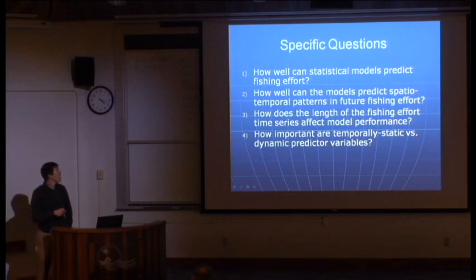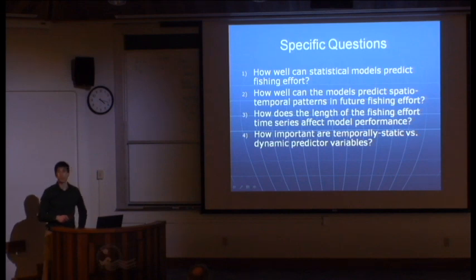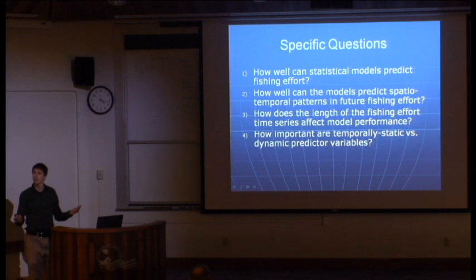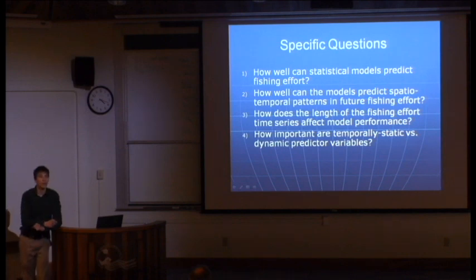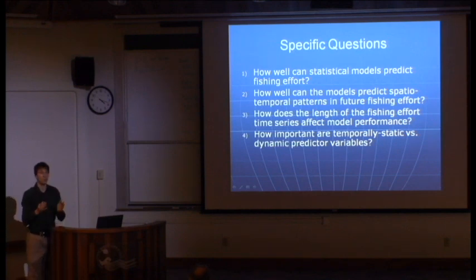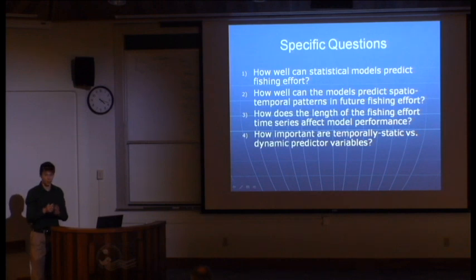One, how well can statistical models predict fishing effort? The whole premise here is that if we're going to use these, then they have to work fairly well. Oftentimes, especially when you're a grad student, you get an R squared of 0.3 and you're like, all right, what a significant relationship. That's great, but for actually telling somebody, no, you can't fish there, you need slightly stronger relationships in order to make changes and ask people not to do things.